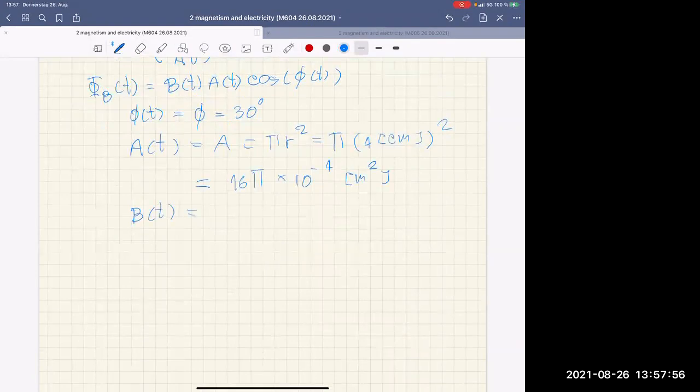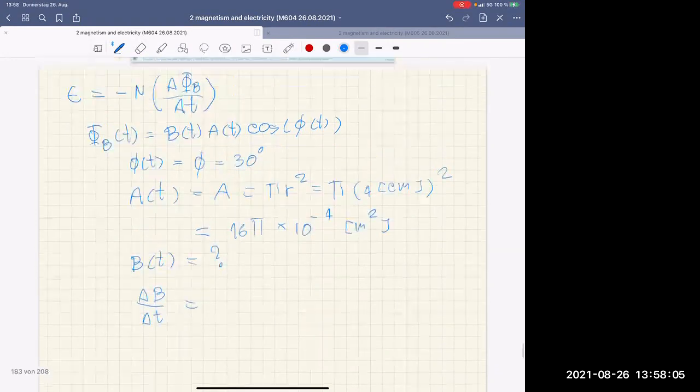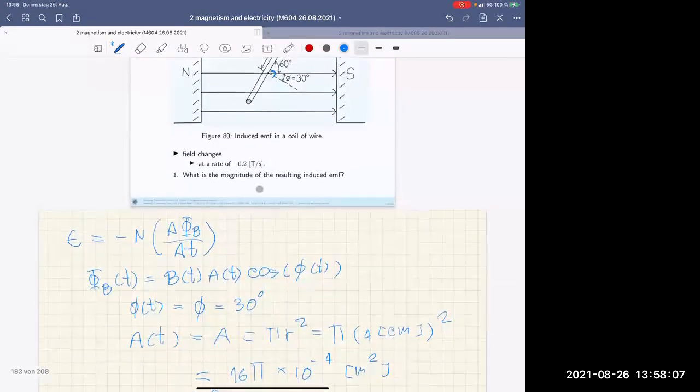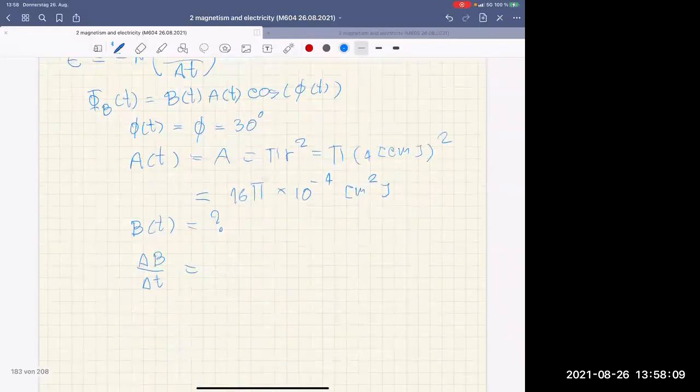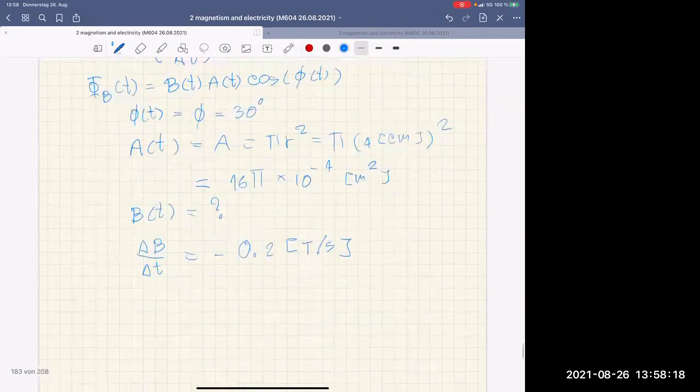We don't know. Okay, they just say delta B per delta T is minus 0.2 Tesla per second.